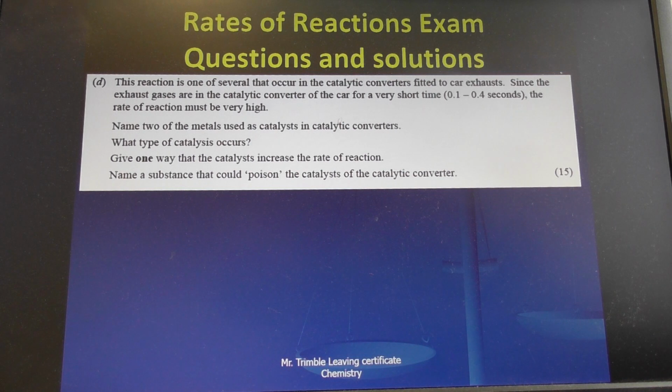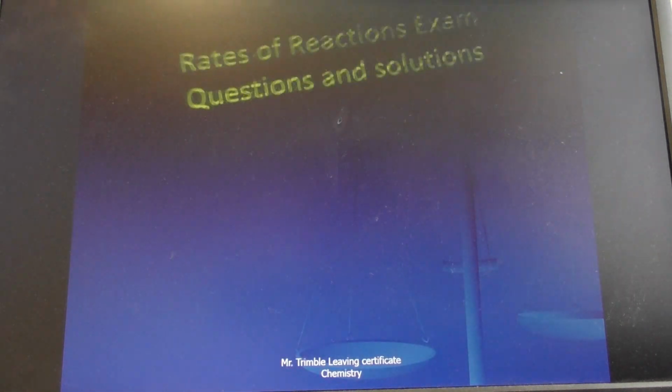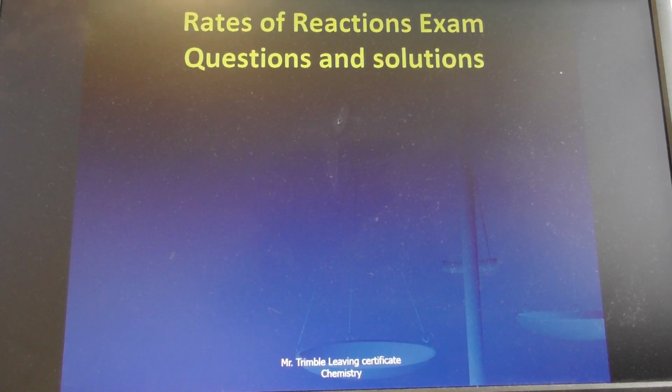And the next: give one way the catalyst increases the rate of the reaction. They provide an alternative route with a lower activation energy. An alternative route for the reaction. Sometimes it means weakening bonds, but essentially that's what it does. And finally, name the substance that could poison the catalyst in a catalytic converter. You'd use lead or sulfur or silicone. Those are catalytic poisons for catalytic converters.